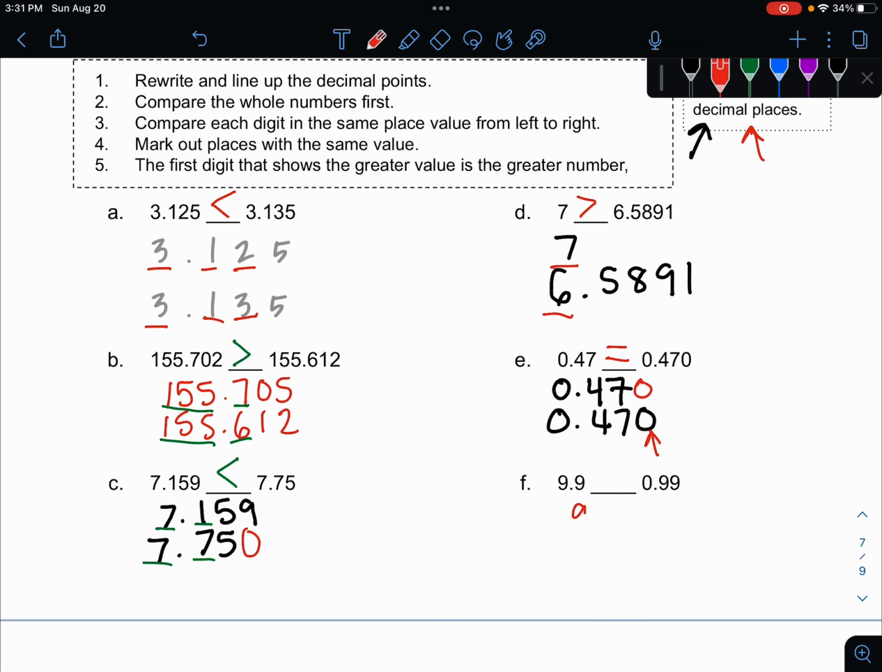F, we have 9.9 versus 0 and 99 hundredths. Let's look at our whole number. 9 is greater than 0. So, yeah, that concludes this video.